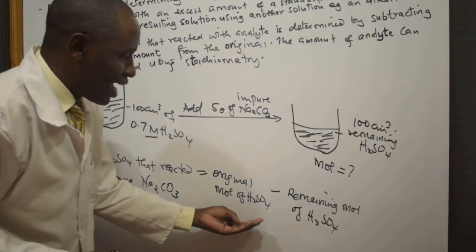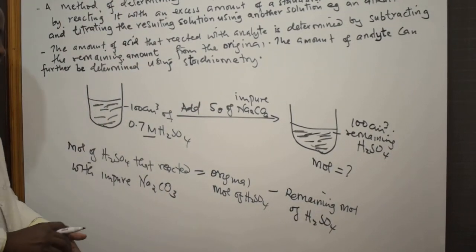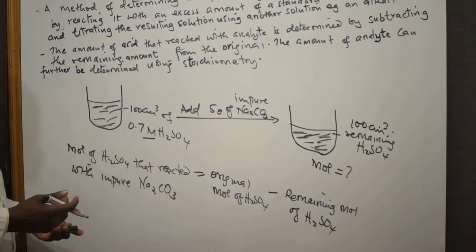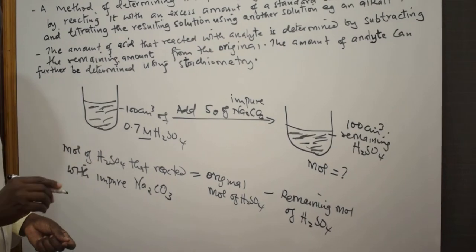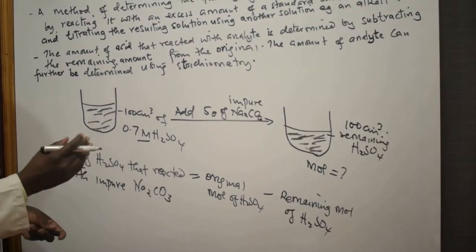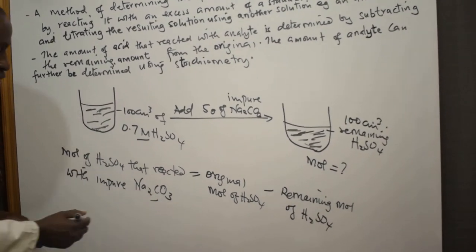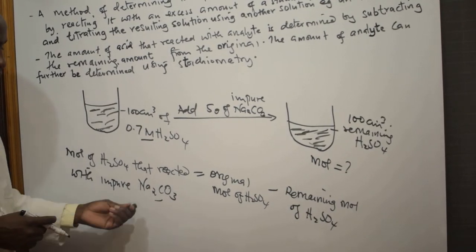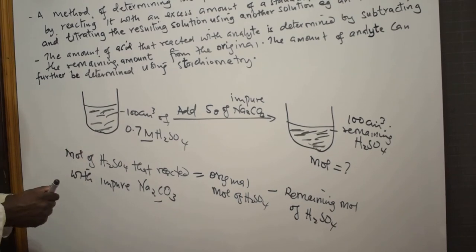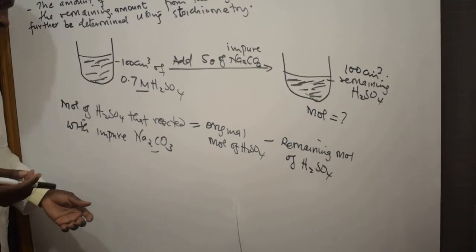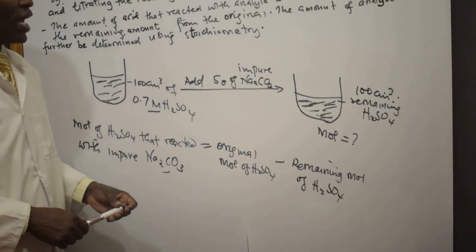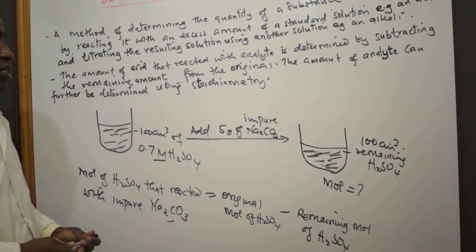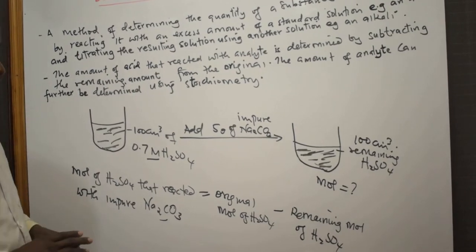So, having worked out the moles of sulfuric acid that reacted with sodium carbonate, using stoichiometry, if you write a balanced chemical equation, then you'll be able to work out the moles of sodium carbonate. And with the moles of sodium carbonate, given the relative molecular mass, you should be able to work out the mass of sodium carbonate, and eventually the percentage purity of sodium carbonate. So basically, this is what we're talking about.